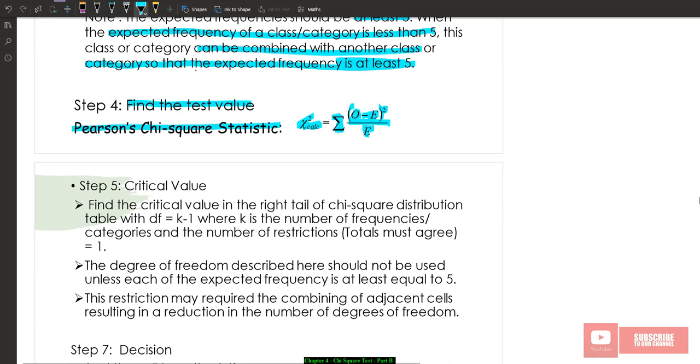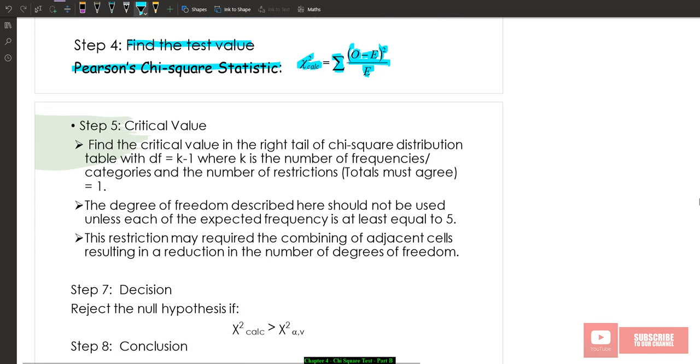Step number 5. We need to find a critical value, right? This is a bit different from the first one. Find the critical value at the right tail of the chi-squared distribution. For example, the degree of freedom for the critical value is k minus 1, where k is the number of frequencies, and the number of restrictions, the total, should be equal to 1, right? So that's why we minus 1.